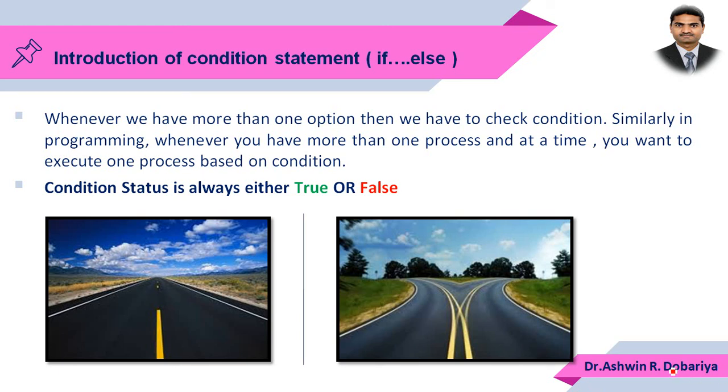So in one way, if there are no different options, then you have to execute the process in the same sequence. But whenever you have many options, suppose there are 2 ways, then you have to take a decision whether you have to go to the left side or the right side. It means whenever there are multiple options, then we have to check the condition. If there are no options, then we do not require to check any conditions, right? So condition status is always either true or false. In programming, the condition always has 2 statuses, you can say, either the condition becomes true or the condition becomes false.